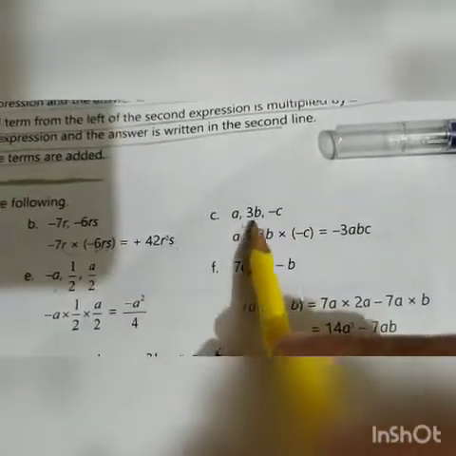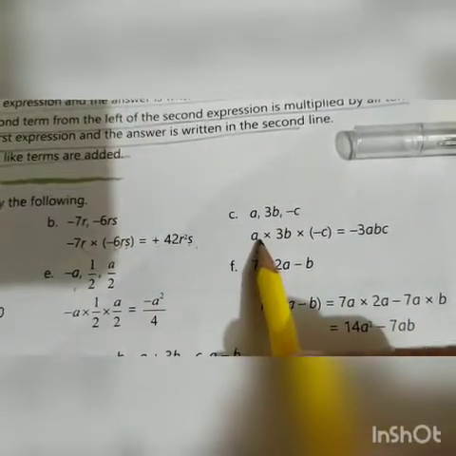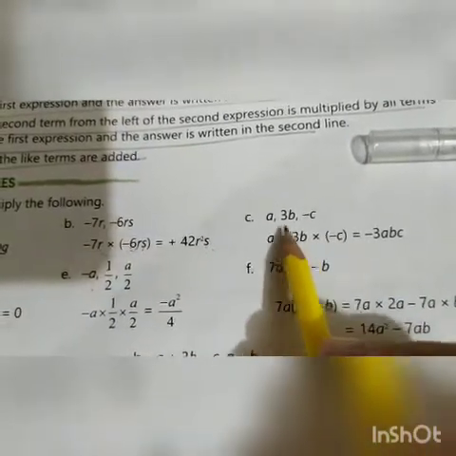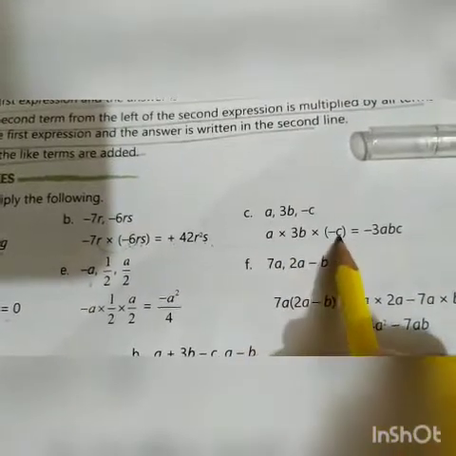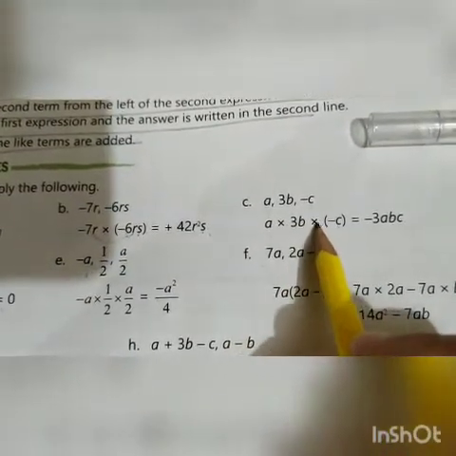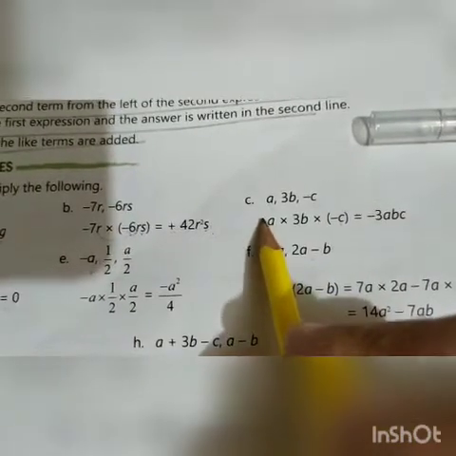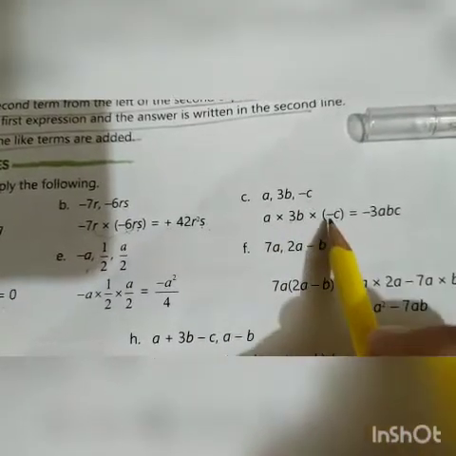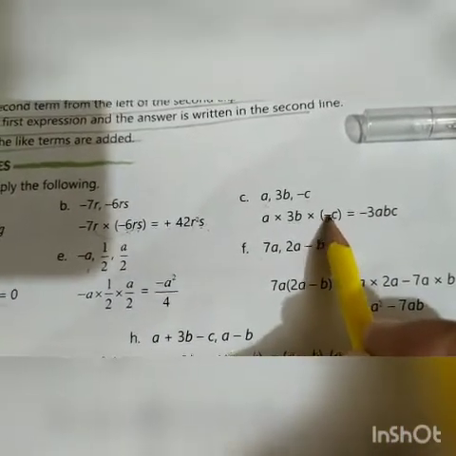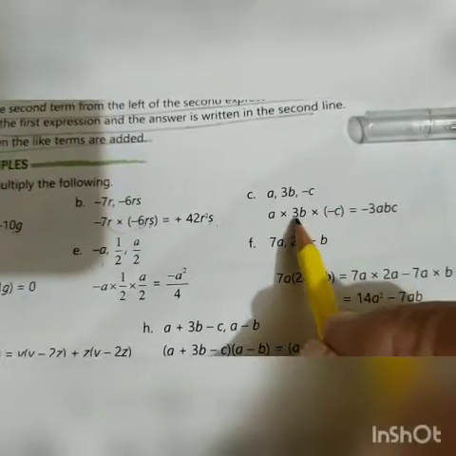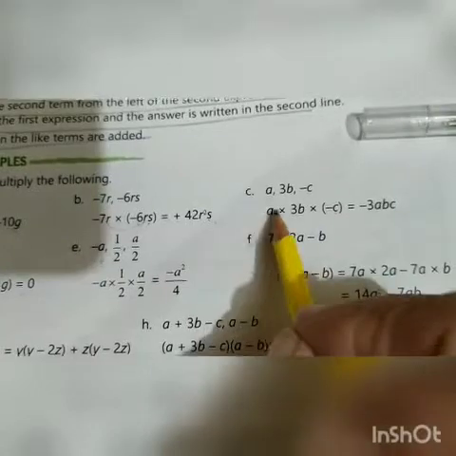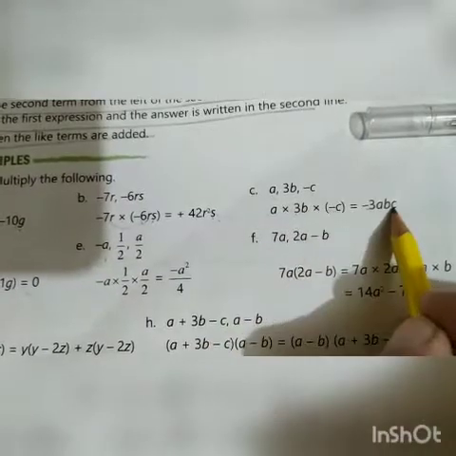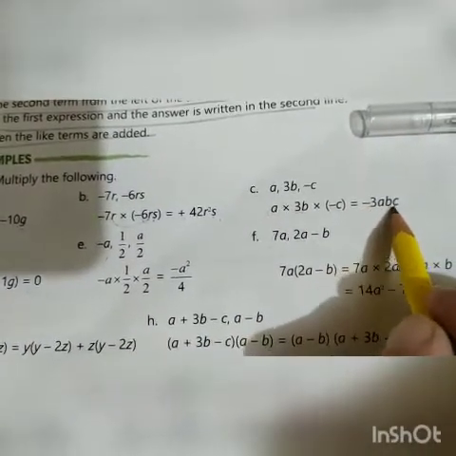Next, a multiplied by 3b multiplied by minus c. We have to multiply a by 3b and by minus c. Here these are three terms and all three are monomials. So a multiply 3b multiply minus c. What is the numerical coefficient of a? It is 1. And what is the numerical coefficient of b? It is 3. What is the numerical coefficient of c? It is minus 1. It will be considered as minus 1. So when we multiply these three numerical coefficients, 1 times 3 is 3, 3 times minus 1 is minus 3, then a, b, c. So the answer will be minus 3abc.